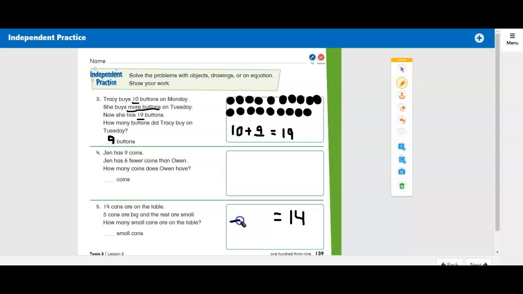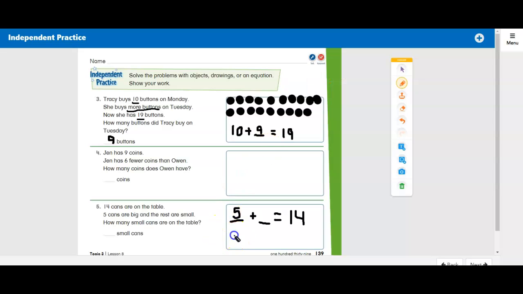We know that there are 14 cans total. So now we just need to find out what 2 add-ins we are adding together. We know that 5 of the cans are big cans. So now we need to find out 5 plus what number equals 14. So you could use an equation, and then if you're not sure how to find this number, you can draw a picture again.